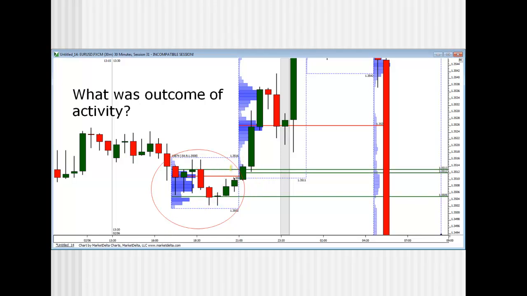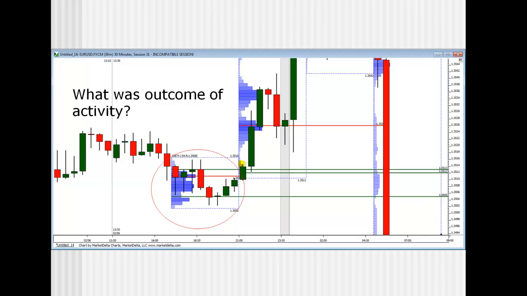The outcome of this activity is this candle closes above value, bringing us to that magic point where we are away from value. So in this case, we have a judgment call to make. Do we want to be aggressive, or do we want to be conservative? The way that we make this judgment call is basically we look at risk management.